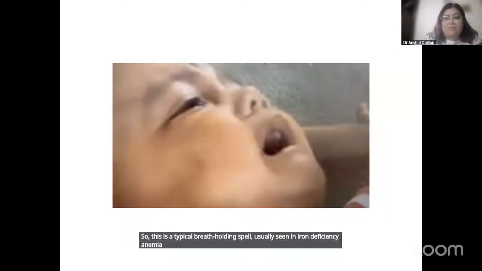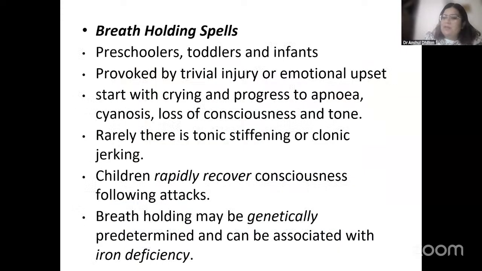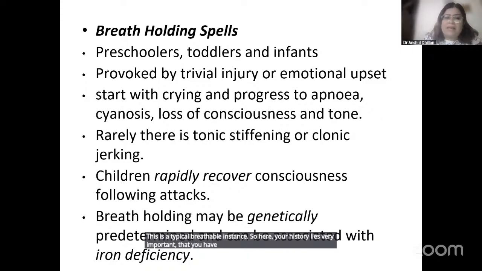So this is a typical breath holding spell, usually seen in iron deficiency anemia. These babies are more prone to develop this breath holding spell and there could be a genetic predisposition also. So this is a typical breath holding spell. So here your history is very important. You have to ask parents whether the child had this moment while he was crying, following the cry, was he not breathing for a few seconds, and following that did he turn stiff. If it is the case, then you are dealing with a breath holding spell and it is not a seizure. It could be provoked by a trivial injury or a baby's upset.